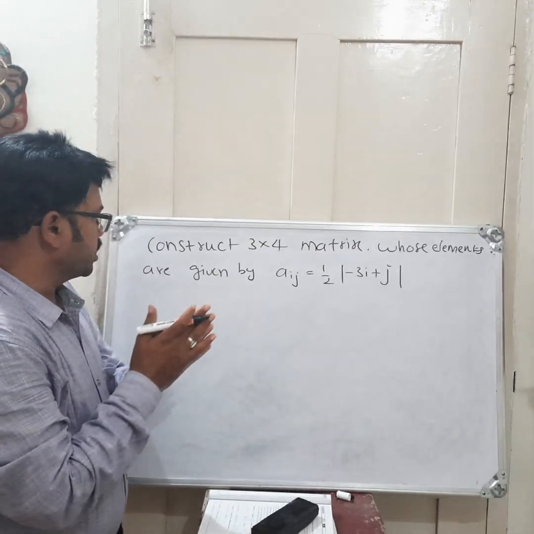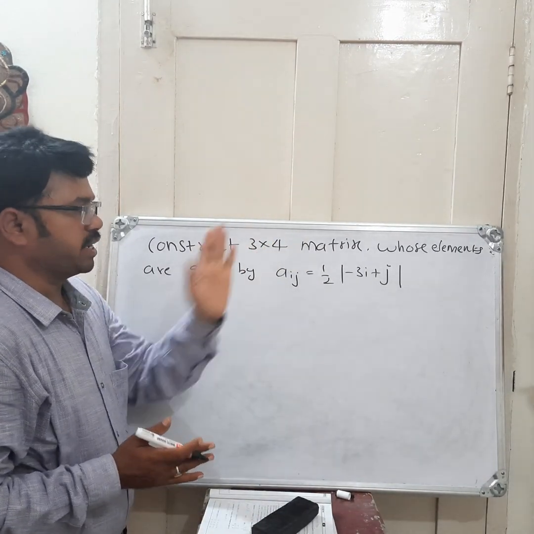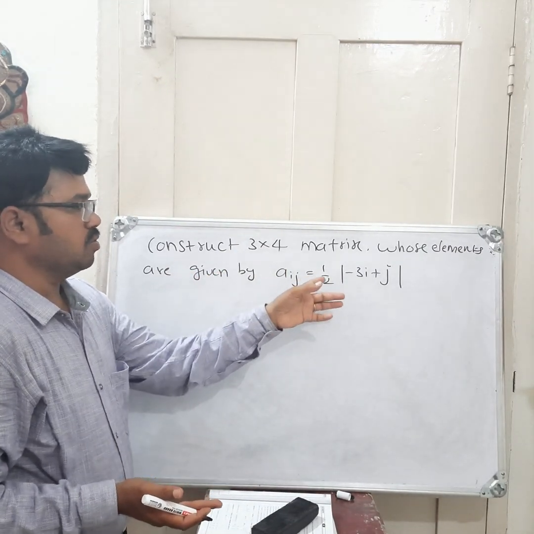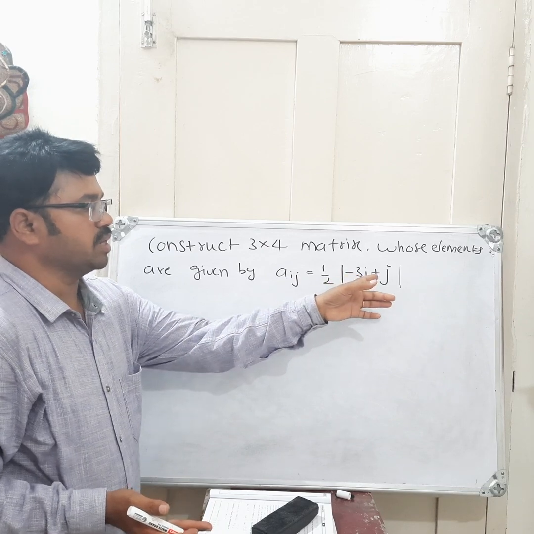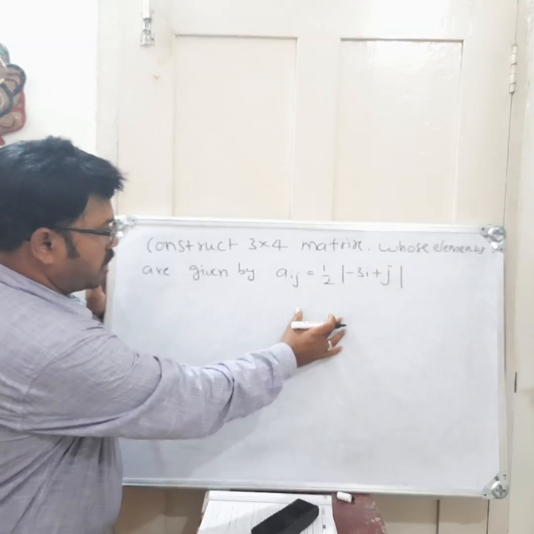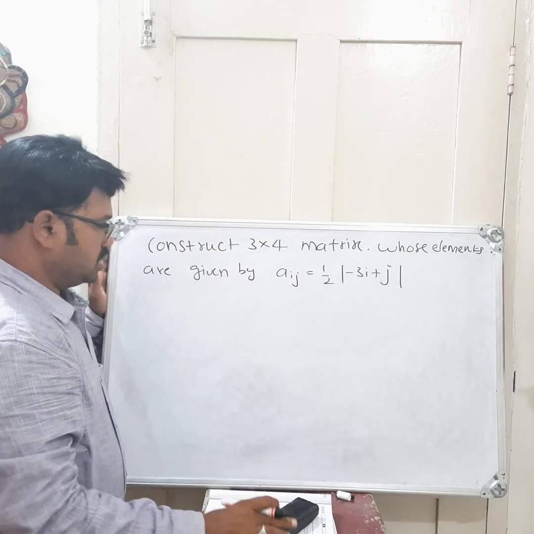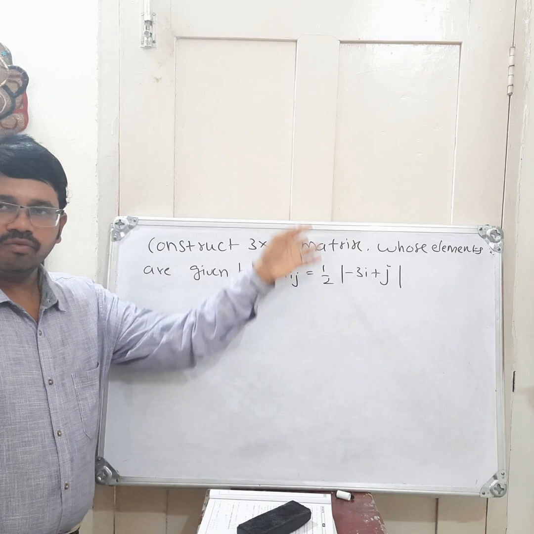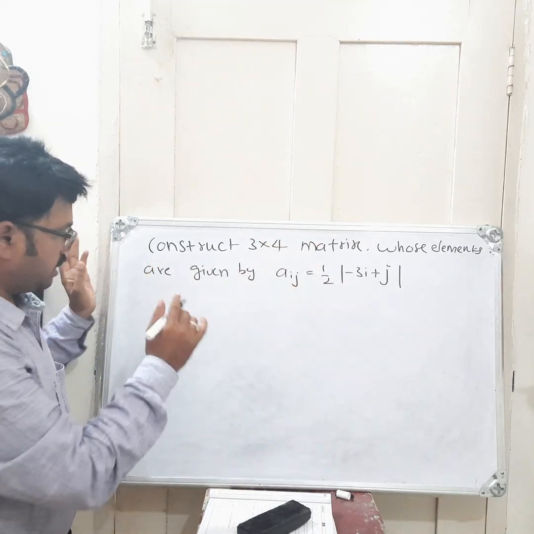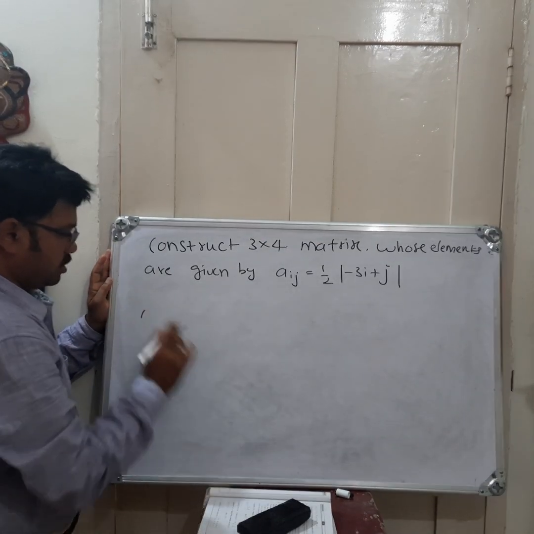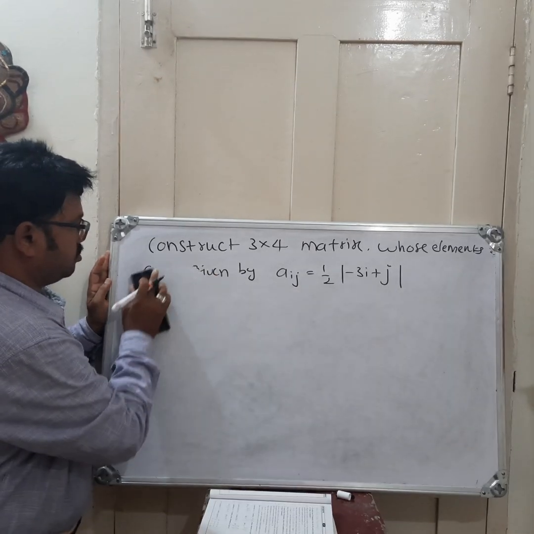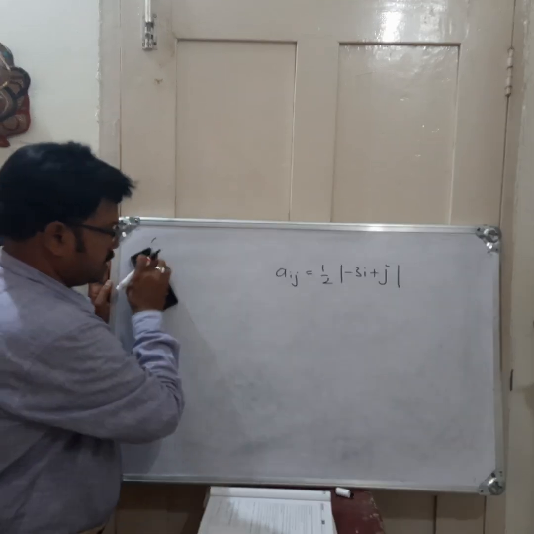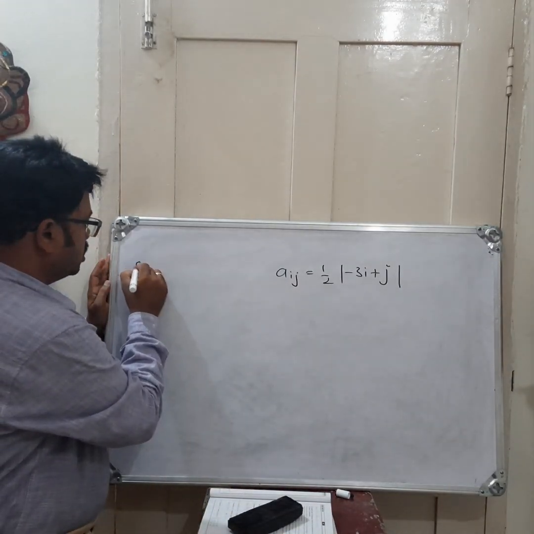See students, next numerical: construct a 3 by 4 matrix whose elements are given by Aij equal to 1 by 2 modulus of minus 3i plus j. Using this relation you have to construct this 3 by 4 matrix. Generally a 3 by 4 matrix means 3 rows and 4 columns. See the solution first.